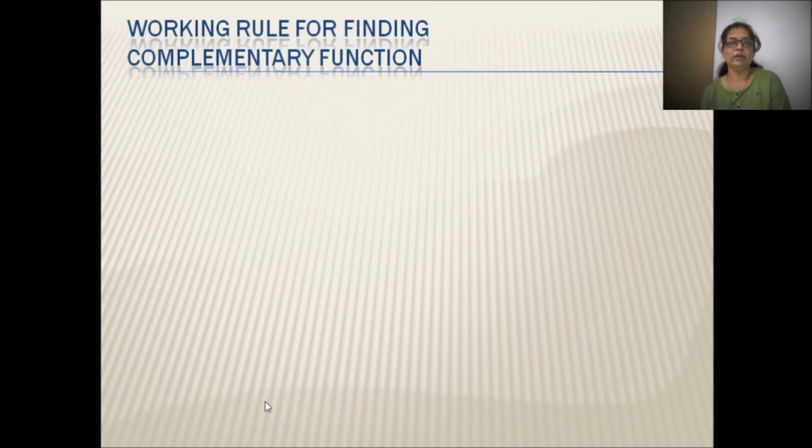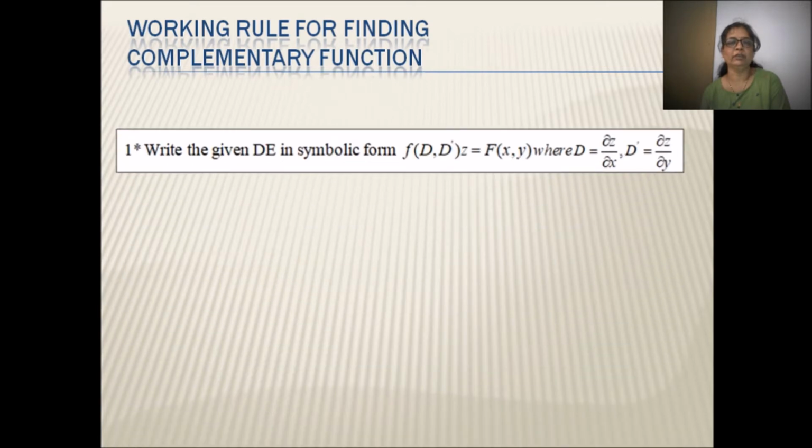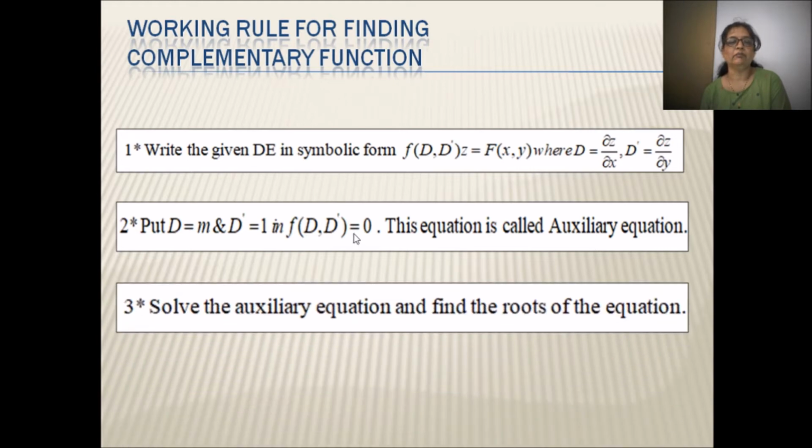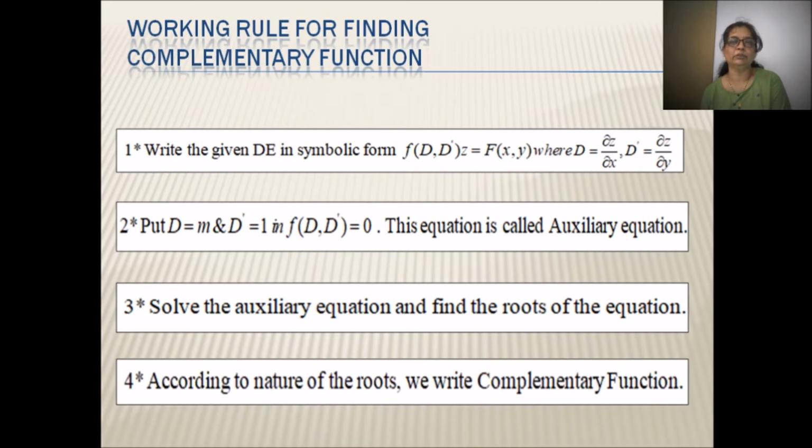Working rule for finding complementary function. First step, we write down the given equation in symbolic form by substituting del z by del x equal to D and del z by del y equal to D dash. Then substitute D equal to m and D dash equal to 1 in function of D, D dash equal to 0. We call this the auxiliary equation. Then we solve this equation and find out the roots of the equation. And according to the nature of the roots, we write down the complementary function.